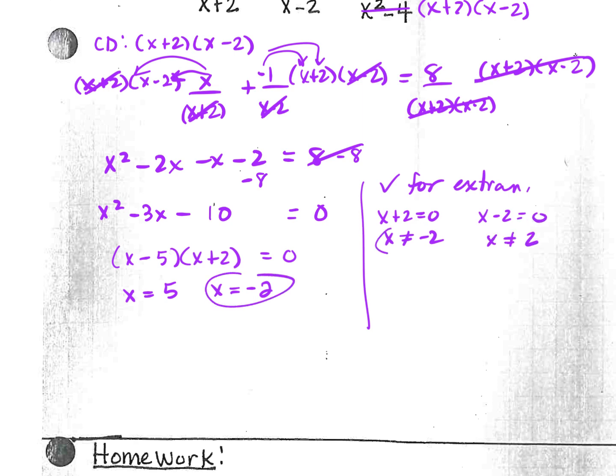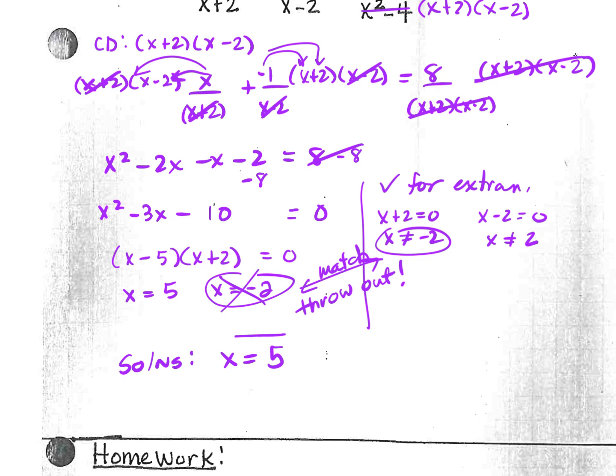What do you notice here and here? They are the same. Guess what that means about the solution x equals -2? It is extraneous. We need to throw it away. Because these match, we're going to throw it out. So my solutions are only x equals 5. Do you see where you can have an extraneous solution? You just always need to compare what you got to what can't be 0, right?